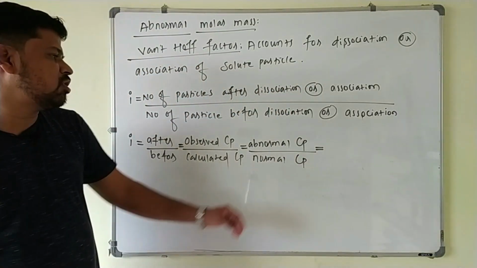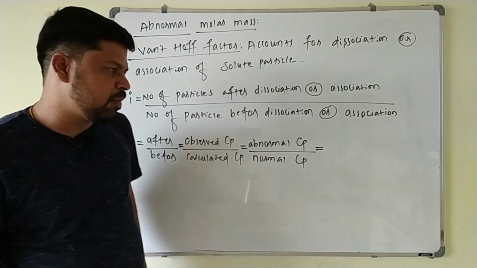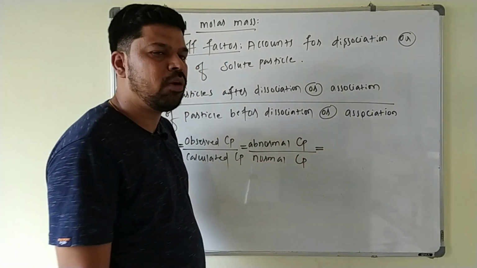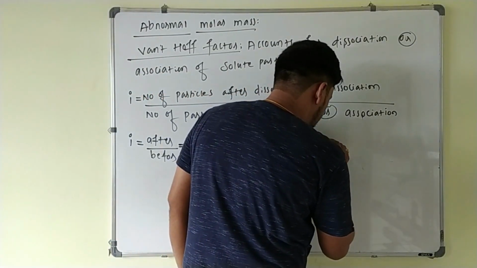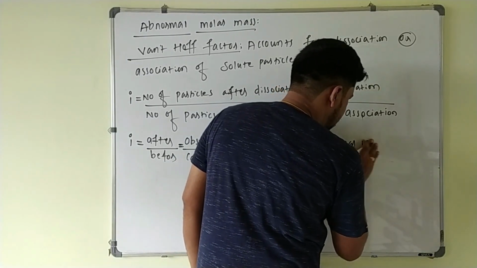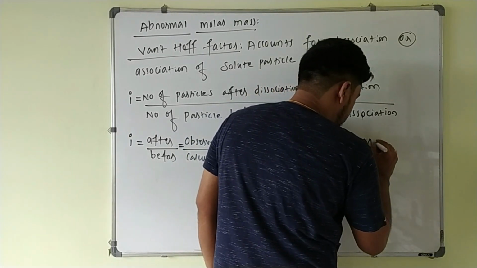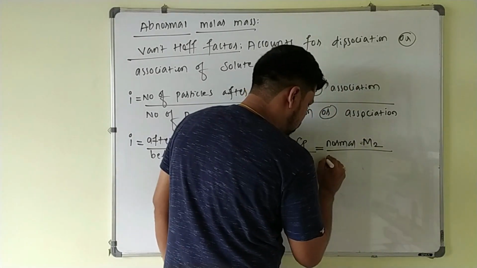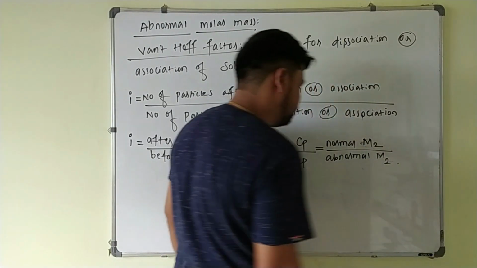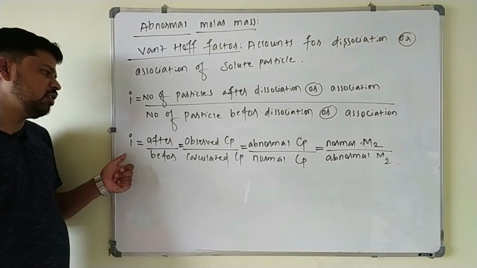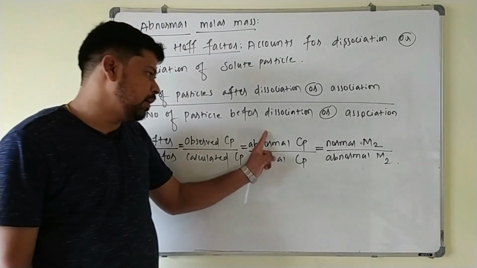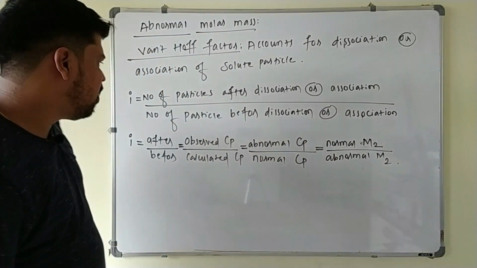Already we know that the colligative property is inversely proportional to the molar mass of the solute. So inversely proportional means you can write here normal molar mass divided by abnormal molar mass. Normal molar mass, that is M2, normal M2 divided by abnormal M2. So this is a different formula for the Van 't Hoff factor, in terms of molar mass rather than number of particles. Now I will write some examples.